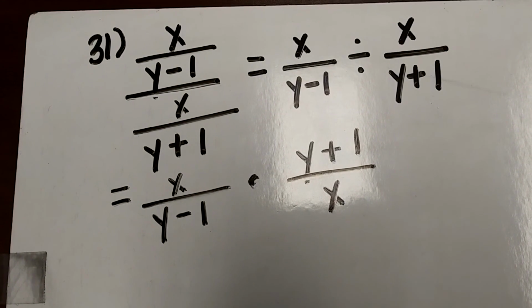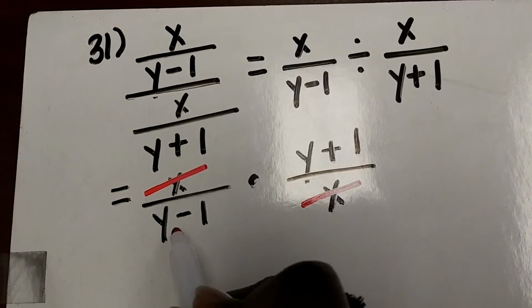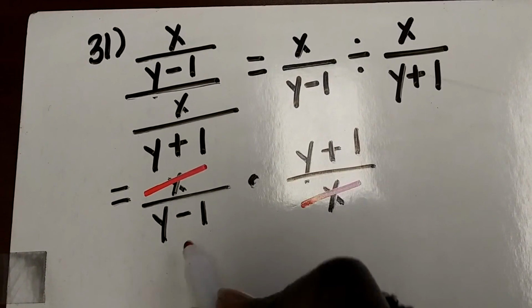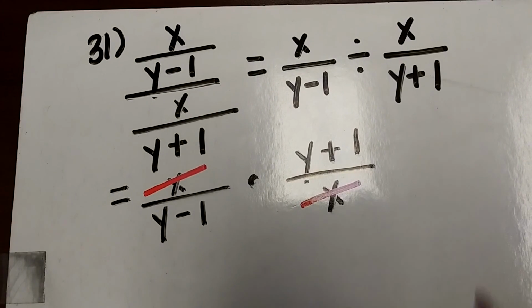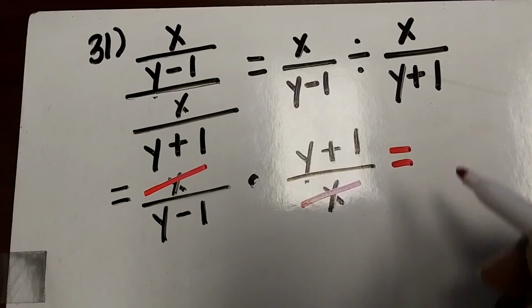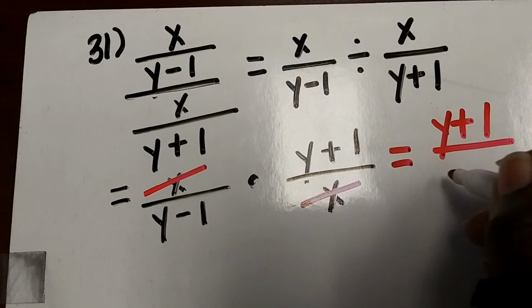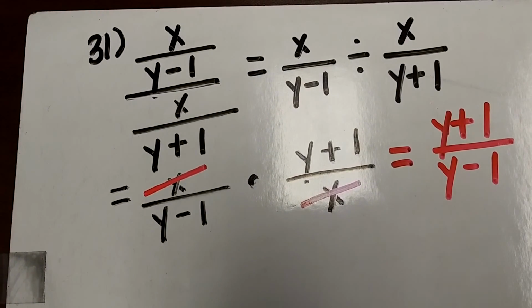Once I have it all multiplied out, I can start canceling my terms. I can cancel out the x's. I cannot cancel out the y's because they're connected with that minus 1 and that plus 1. Do not cancel out. It has to be the same to cancel out to 1. So my remaining answer is y plus 1 divided by y minus 1.